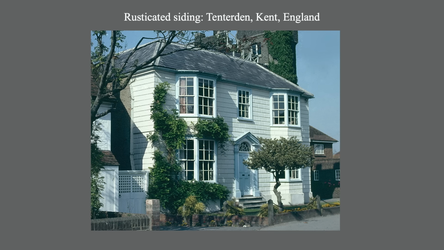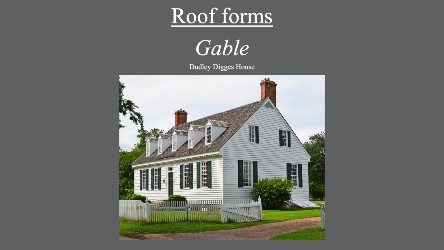Wood rustication is sometimes found in England. This example is also in the Kent town of Tenterden. All right, we can now turn our attention to an essential feature of a work of architecture, the roof.